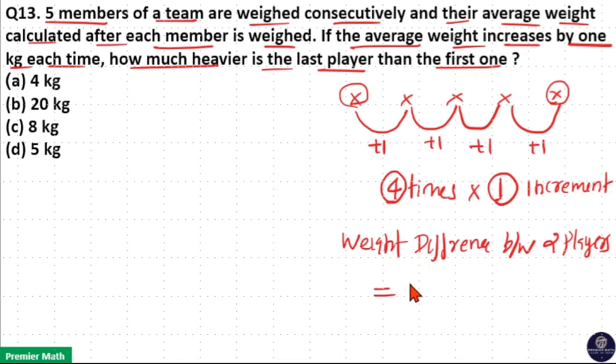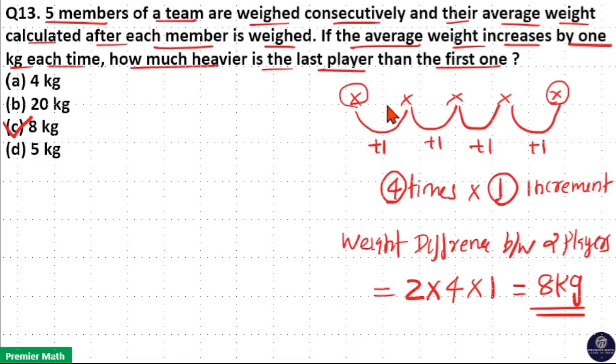is equal to, there are 2 players involved, last and first player. So 2 into 4 times average increases and 4 times average increases by 1 kilogram. So 4 into 1. So 2 into 4 into 1 is equal to 8 kilogram. So option C is your answer.